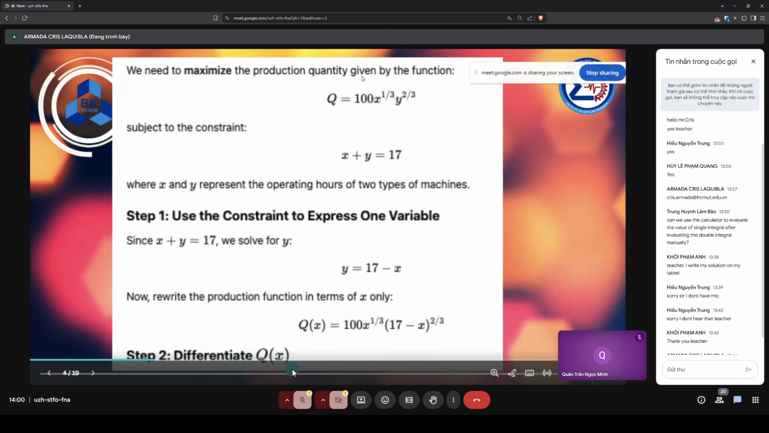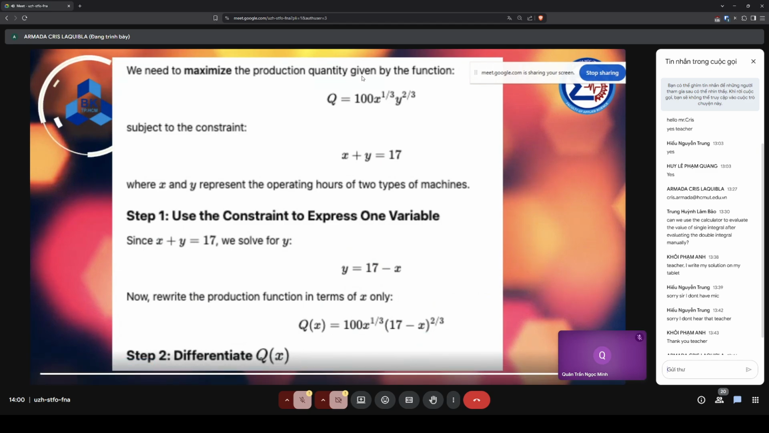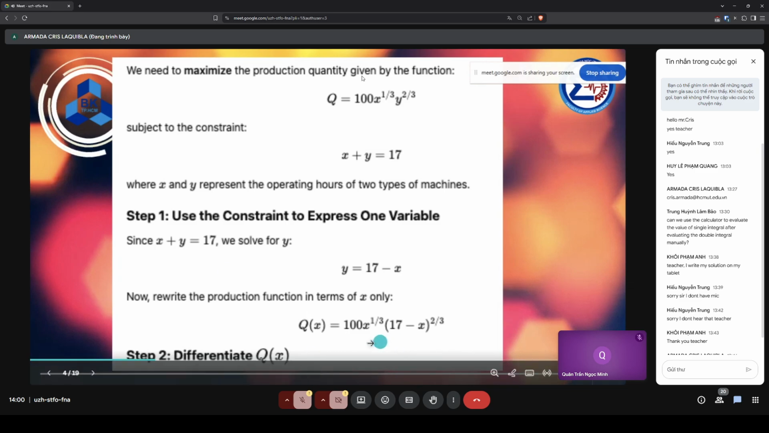Now next, you differentiate Q of x. There's an x here and then there's an x here inside. So what are you going to do? We apply the product rule. Since this is a constant, the constant will stay there at the side and we take the derivative of the two terms that we're going to multiply.